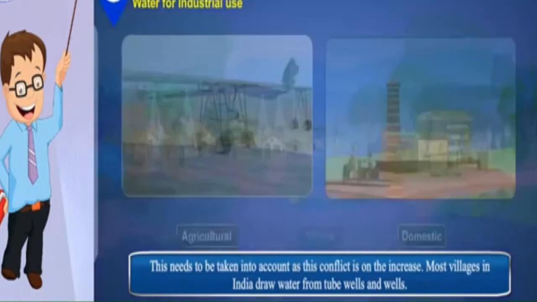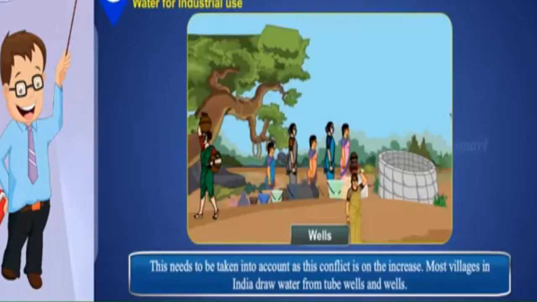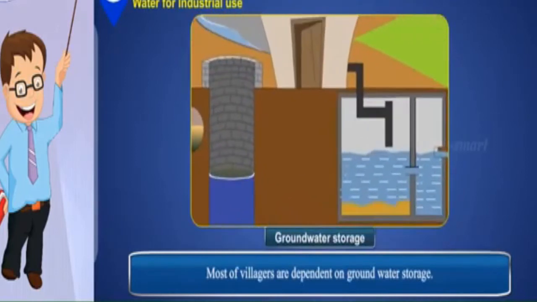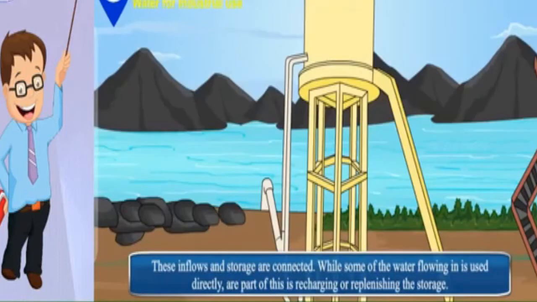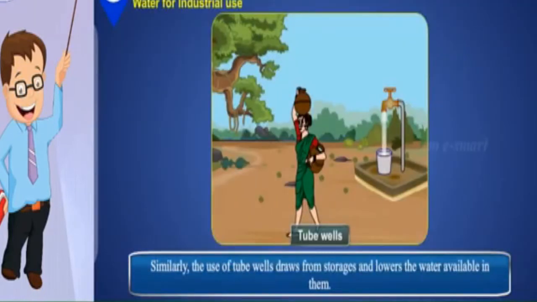Most villages in India draw water from tube wells and wells. Most villages are dependent on groundwater storage. These inflows and storage are connected, while some of the water flowing in is used directly. One part of this is recharged, replenishing the storage. Similarly, the use of tube wells draws from storages and lowers the water available in them.